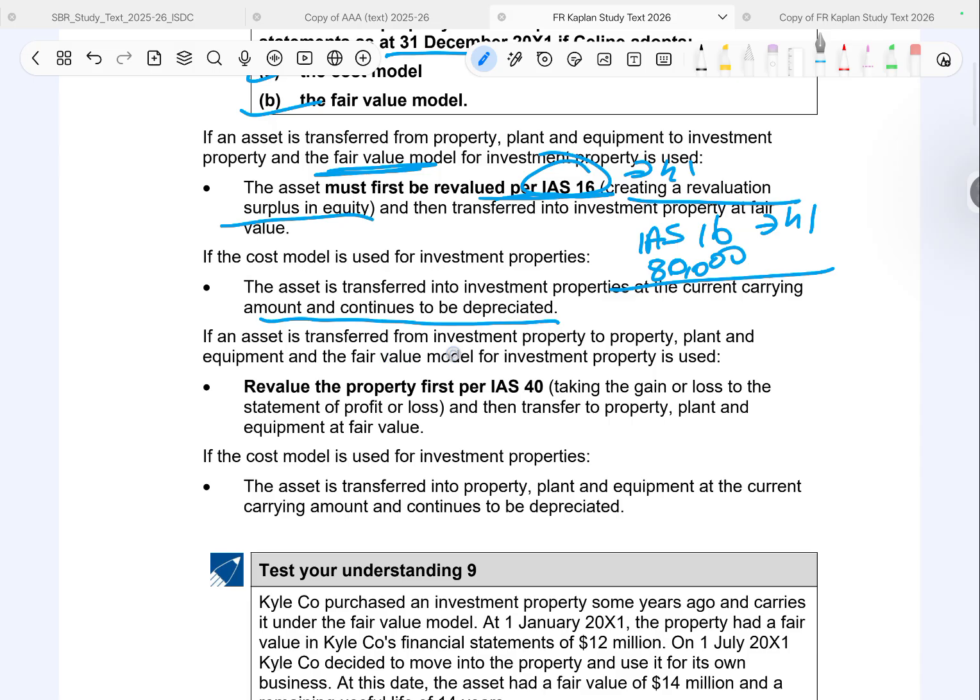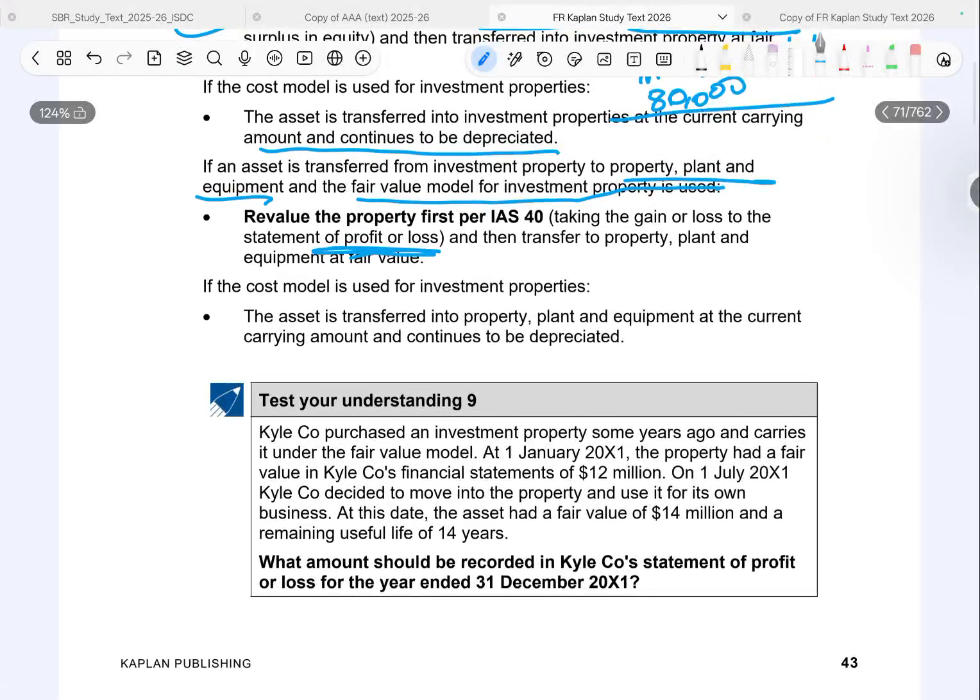Now if an asset is transferred from investment property to property, plant and equipment and the fair value method is used for this property, then we revalue the property first per IAS 40. Again, this is the same as above, taking the gain or loss to the statement of profit or loss. Over here we took it to surplus in equity, and over here we take it to profit and loss, and then transfer to property, plant and equipment at fair value. If the cost model is used for investment properties, the asset is at the current carrying amount.